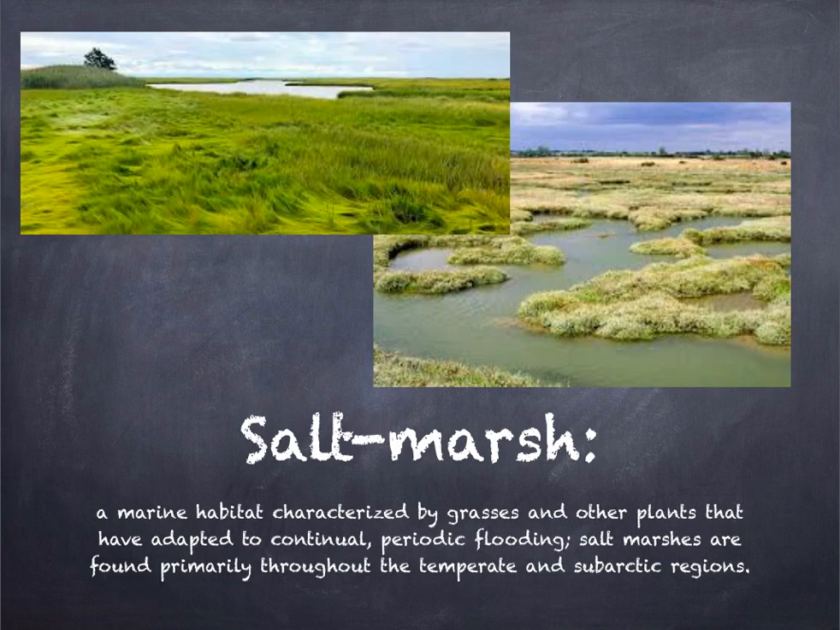Next, we have a salt marsh. This is a marine habitat characterized by grasses and other plants that have adapted to continual periodic flooding. Salt marshes are found primarily throughout the temperate and subarctic regions. So this is similar to a wetland, except it's going to be saltwater.